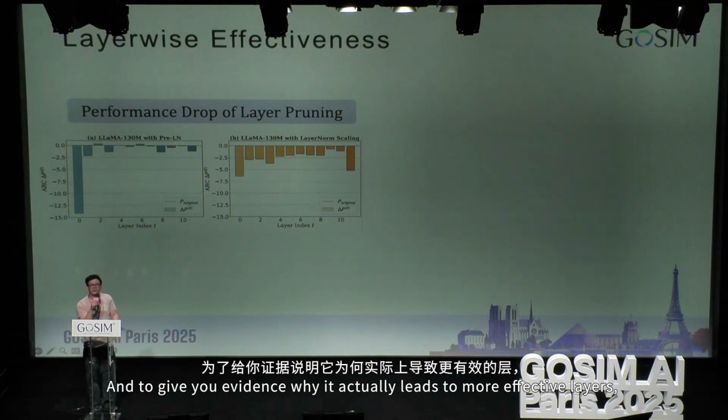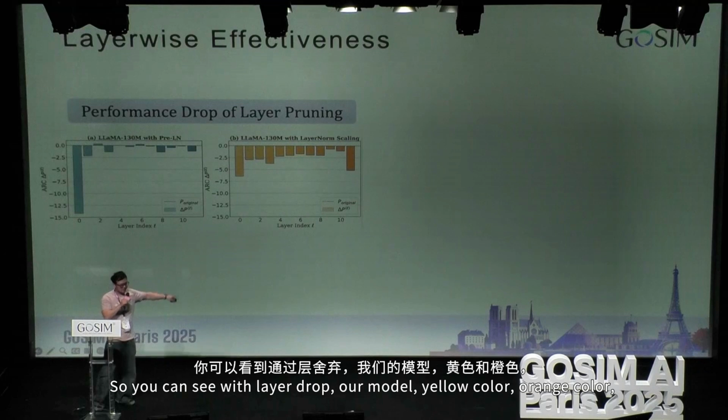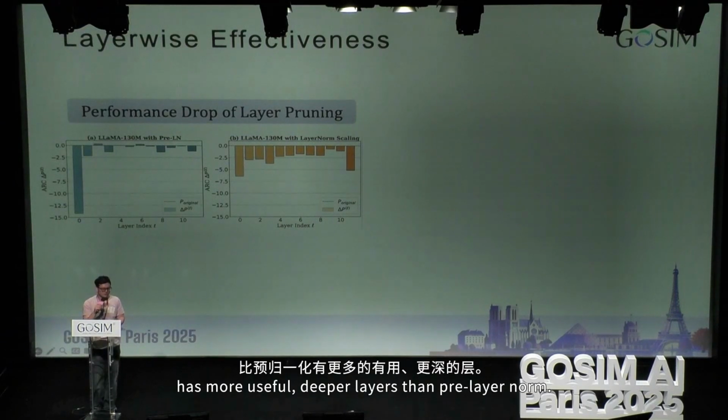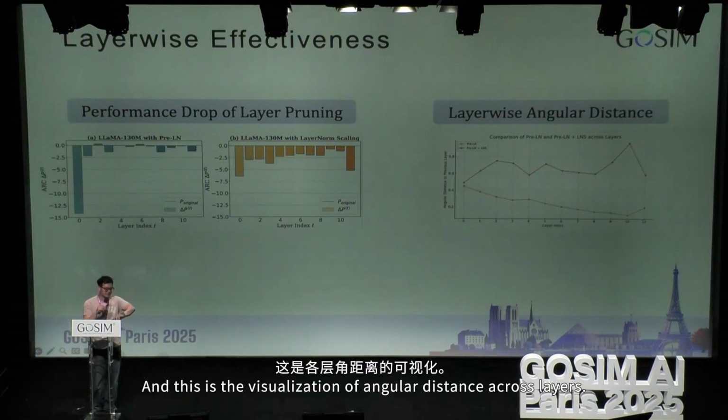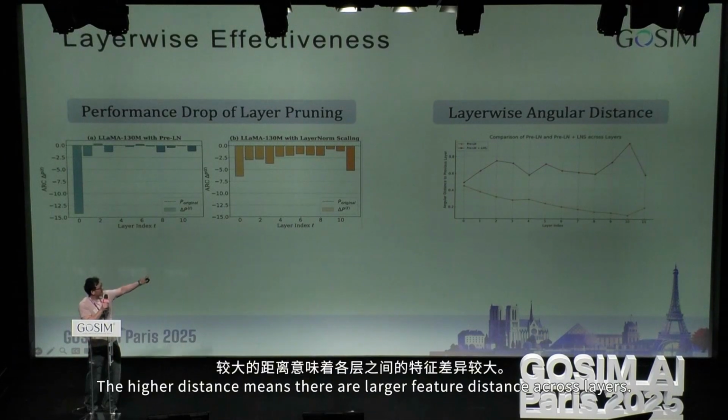And to give you evidence why it actually leads to more effective layers, we perform layer drop on our toy model. So you can see with layer drop, our model, the yellow and orange color, has more useful deeper layers than pre-layer norm. And this is the visualization of angular distance across layers. And the red line is our method. We can see this is angular distance. The higher distance means there is a larger feature distance across layers.